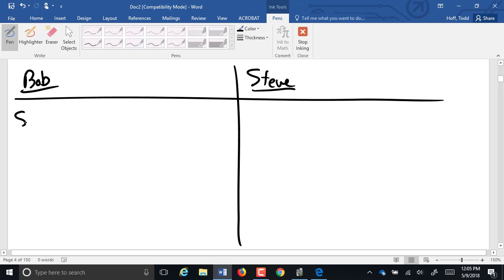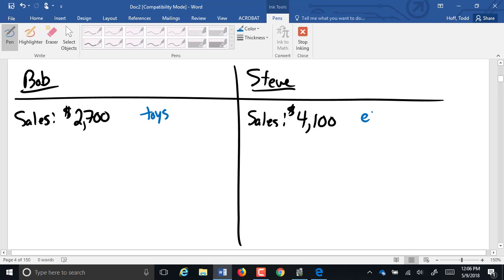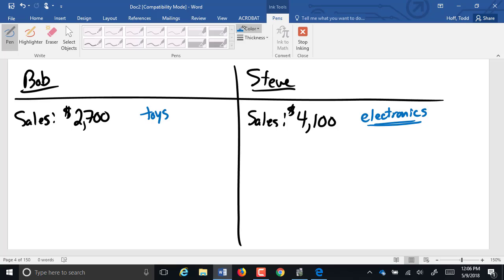So let's say the next week, Bob has sales of $2,700. Steve has sales of $4,100. Does that mean that Bob is out the door? Well, not necessarily. Let's say Bob works in toys and Steve in electronics. For the most part, electronics tend to be more expensive than toys. So it would be expected for a salesperson in that department to have a higher dollar sales.